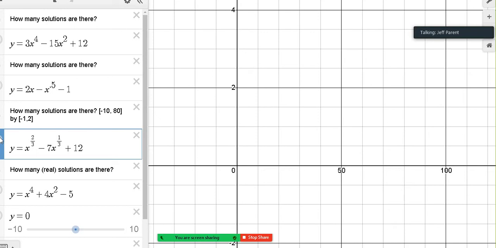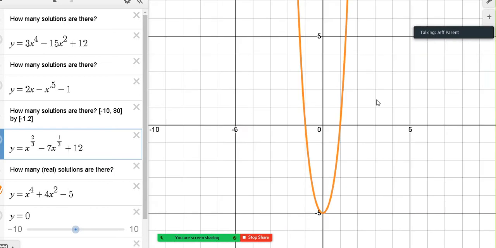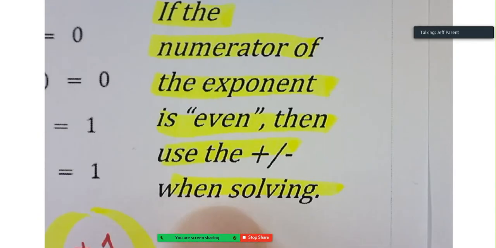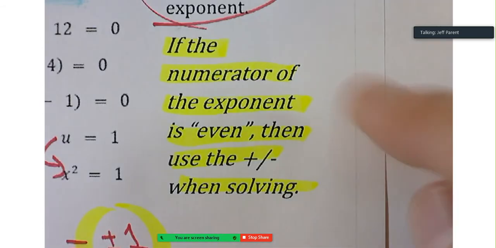Now, Michaela had a great question about this one. So let's take a look here, and let me zoom back in. Mr. Parent, before we do the next problem, the last problem we just did, the only reason why the answers aren't plus or minus is because they were cubed? Yes. Okay. So that goes back to that little bit that I put right here in the margins.